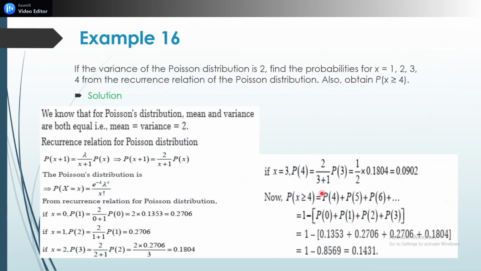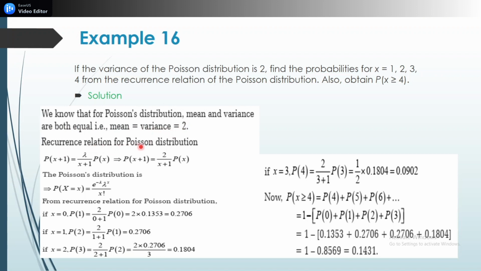Example 16. If the variance of the Poisson distribution is 2, find the probability for x equal to 1, 2, 3, and 4 from the recurrence relation of the Poisson distribution. Also find the probability of x greater than or equal to 4 from this relation. We know that in the Poisson distribution, the mean and variance are equal, so the mean is equal to the variance, which is 2.